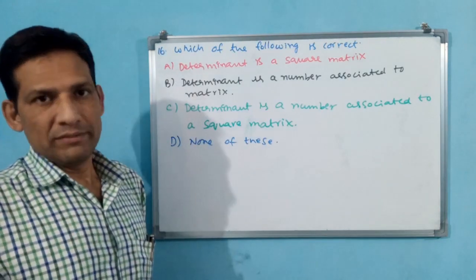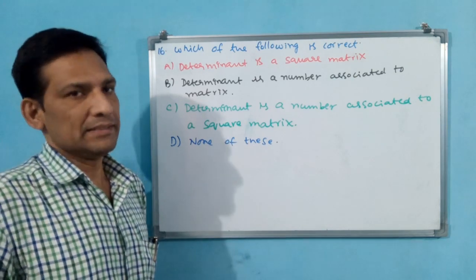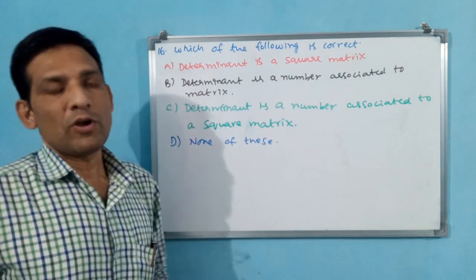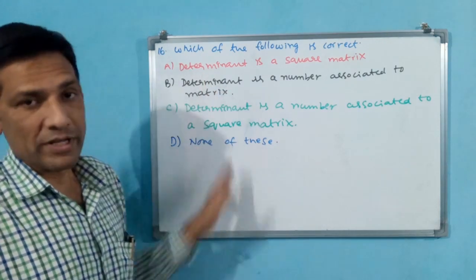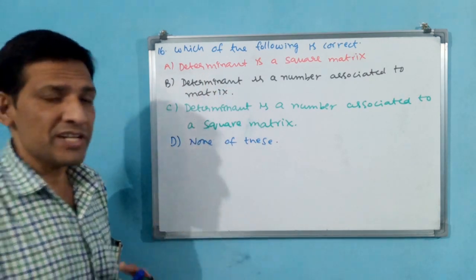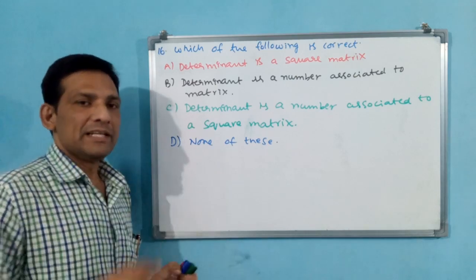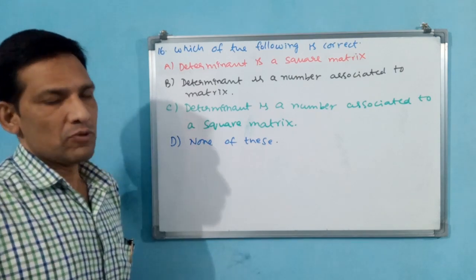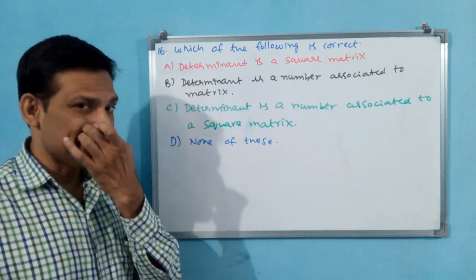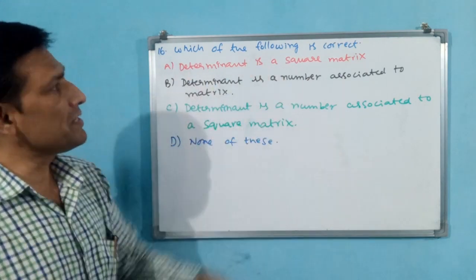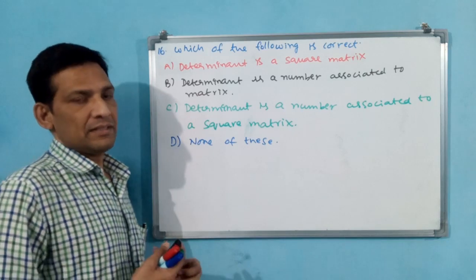See the 16th question. This is the last question for this exercise. Which of the following is correct? Like he is asking which one is correct. We have to study all the 4 options and which is nearest logically, we have to put that answer. Broadly they may be correct, but accurately which is correct you have to take. You see here, determinant is a square matrix, like he is telling.